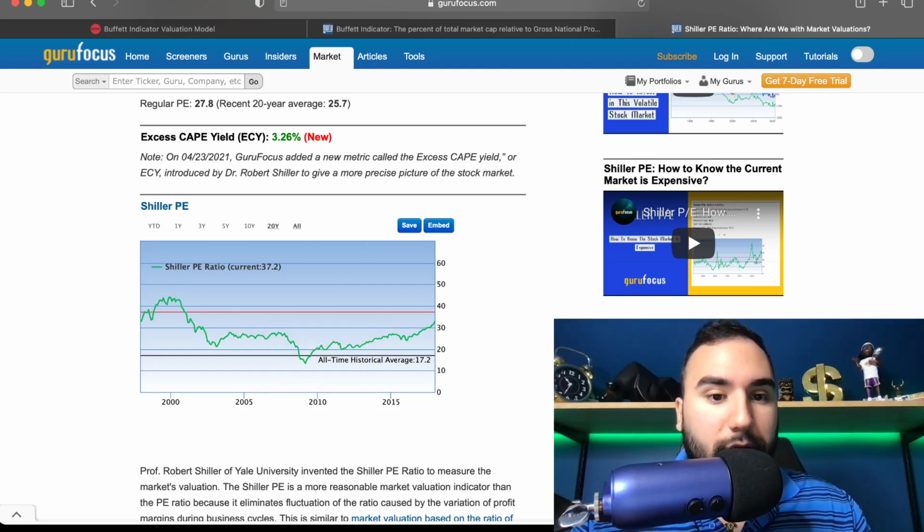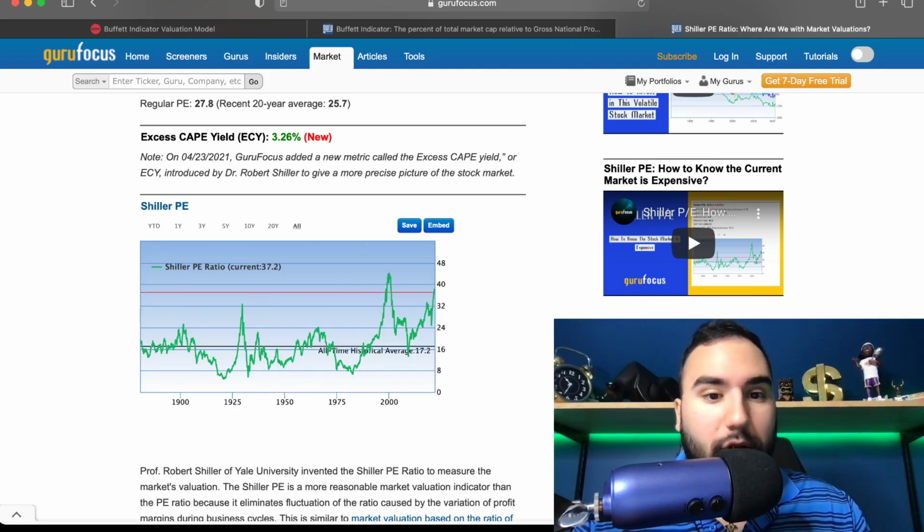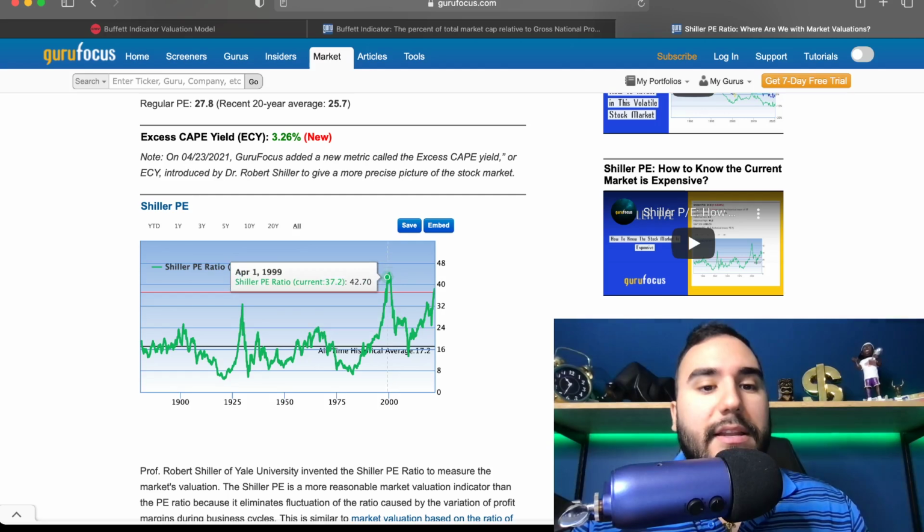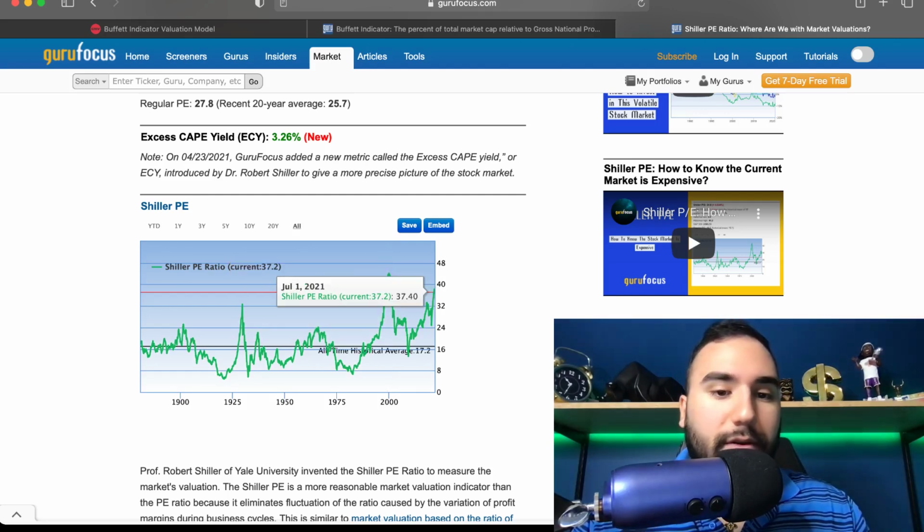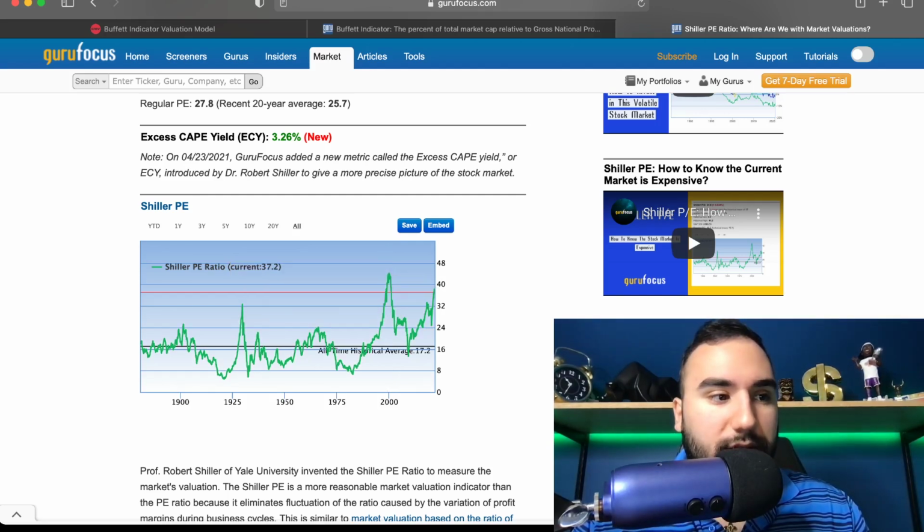And pretty much, if you're looking at this all-time chart, guys, we have not been this high except for, like I mentioned, the dot-com bubble in 1999. So these are two valuation metrics that are very interesting. I mean, the Buffett indicator, we're overvalued. Shiller PE, we're pretty dang overvalued.